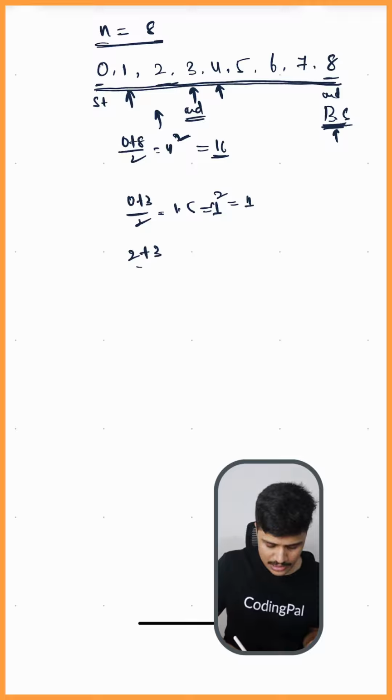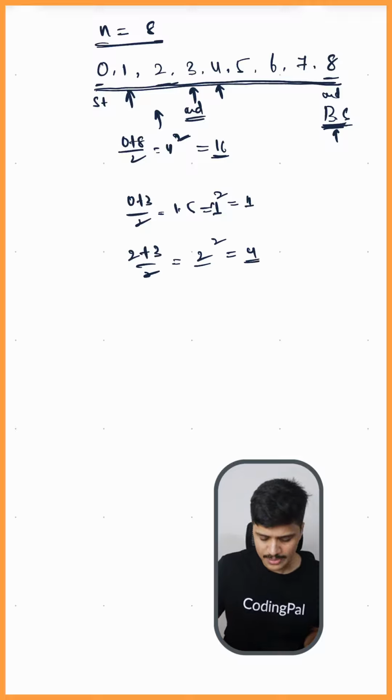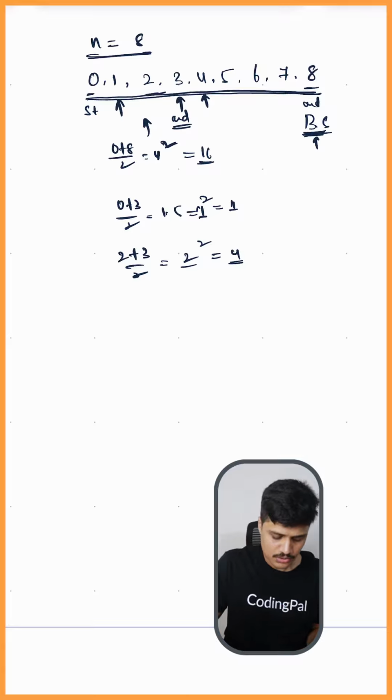So again we will calculate the middle. If I try to perform 2 square, we basically get 4. That means it will be somewhere on the right. So start will basically get updated to 3 and end is already at 3.